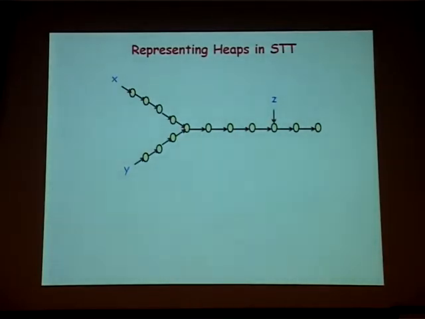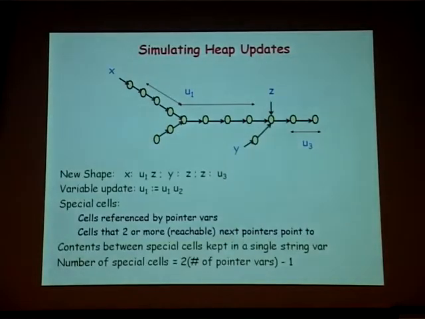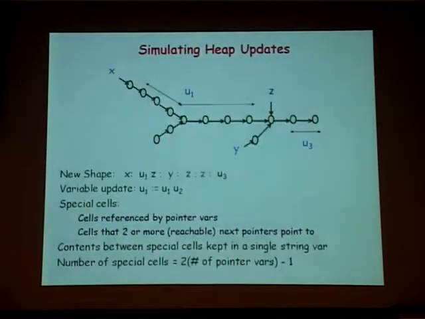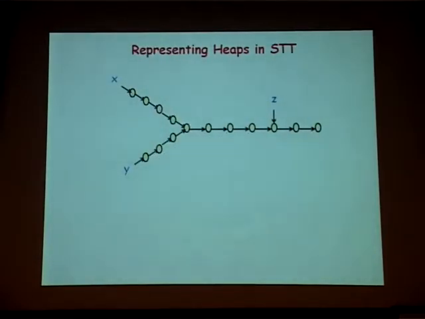Let me give you a brief hint for why this theorem holds. The theorem is that the programs of the above form are equivalent to streaming transducers, and here is a brief intuition for why it holds. Given a heap like this, I want to simulate it by an SST. The SST, of course, doesn't have cells and next pointers and so on. So how can it represent this heap?